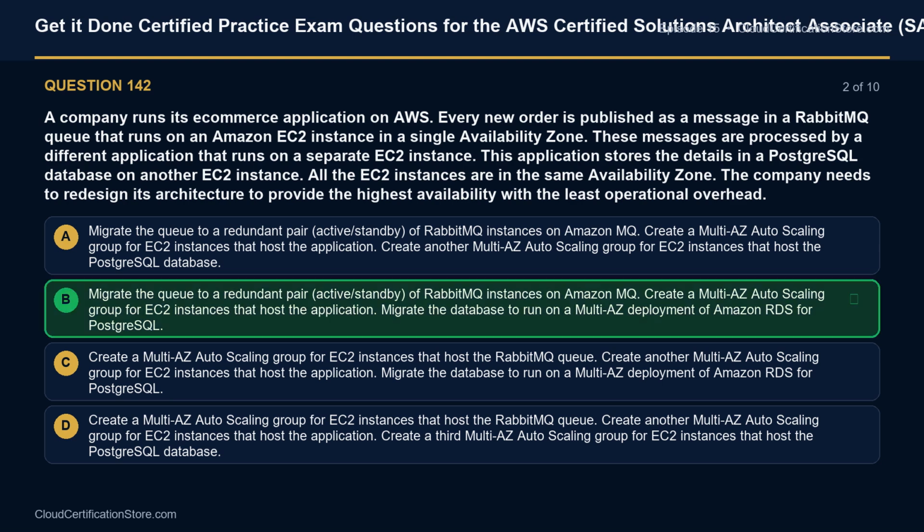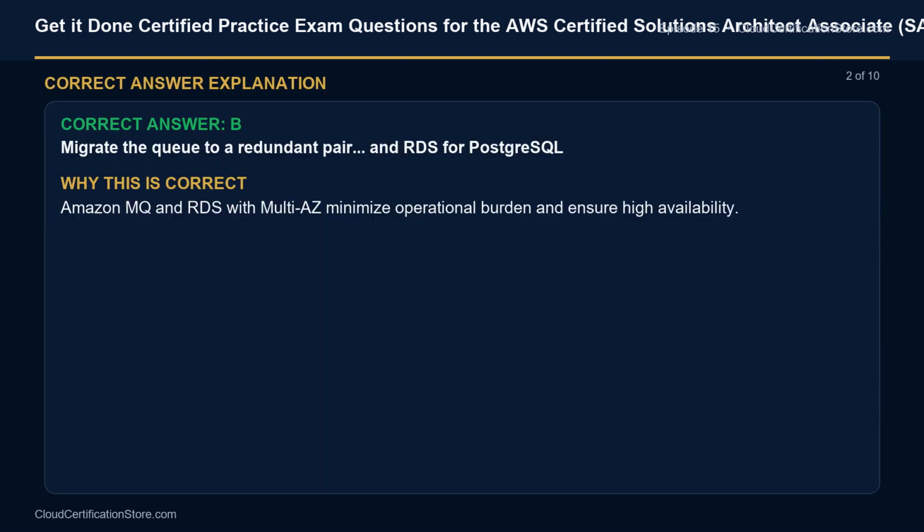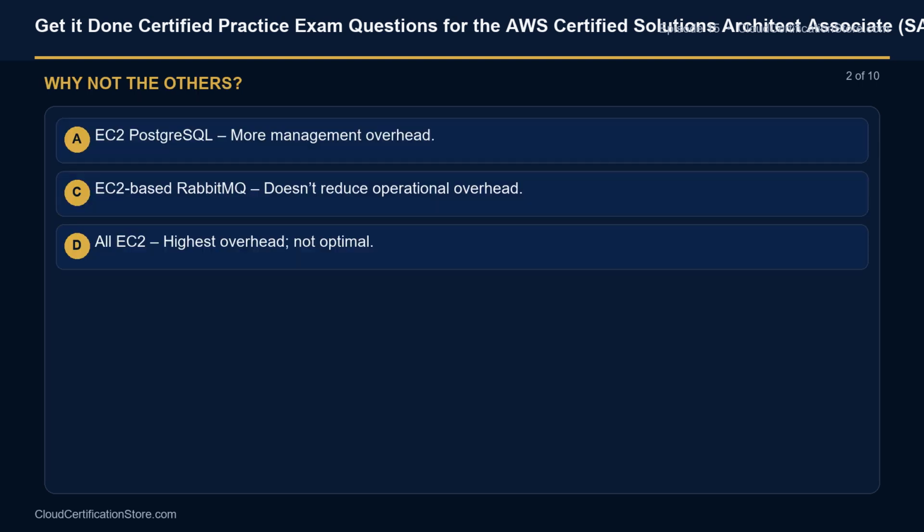The correct answer is B. Migrate the queue to a redundant pair on Amazon MQ, and migrate the database to RDS for PostgreSQL. Explanation: Amazon MQ and RDS with multi-AZ minimize operational burden and ensure high availability. Why not option A? EC2 PostgreSQL means more management overhead. Why not option C? EC2-based RabbitMQ doesn't reduce operational overhead. Why not option D? All EC2 has the highest overhead and is not optimal.